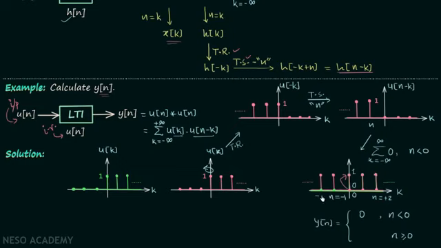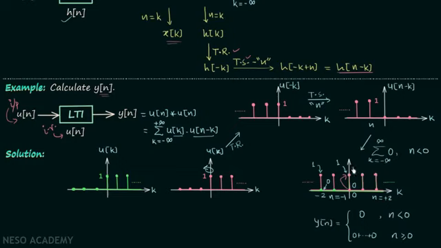For example, when k is minus 2, you can see that u[n minus k] is equal to 1, but u[k] is equal to 0. So 1 multiplied to 0 will give you 0. So for all the values of k which are negative, we are going to get the product equal to 0. And as we are performing the summation, we will add all the zeros starting from k equal to minus infinity to k equal to minus 1.